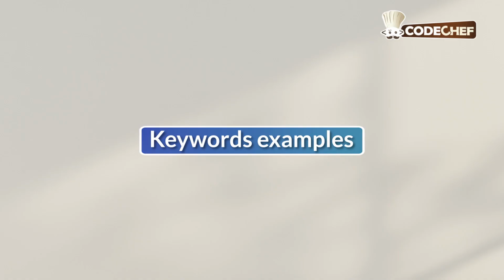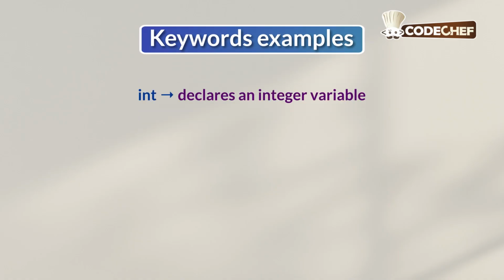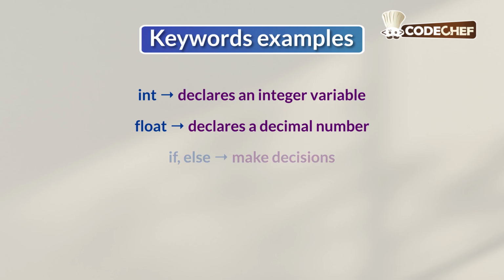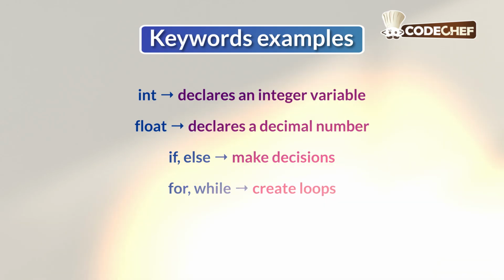Now let us discuss some examples of keywords. First one is int. Int is used to declare an integer variable. Then float. It declares a decimal value. If, else, they are used to make decisions. Last but not the least, for, while. They are used to create loops.